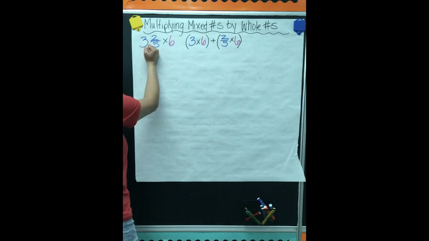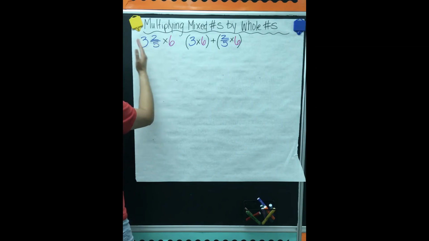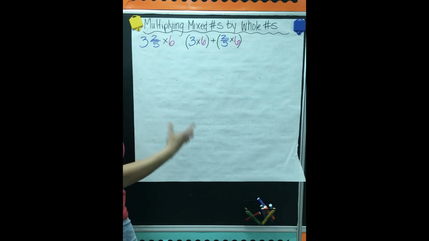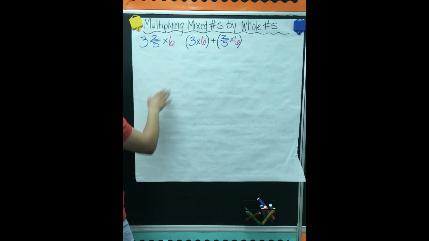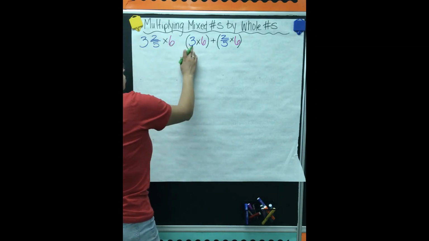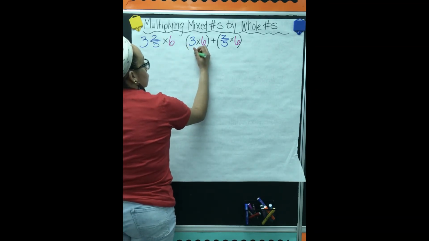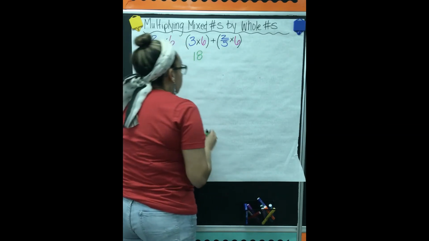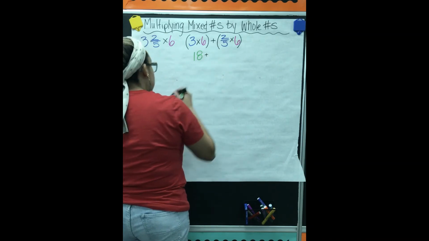We break up our mixed number into whole and parts, or whole and fraction, and then we take each one of those and we multiply it. We're putting it in expanded form, and then we're multiplying the parts together. So we're going to go 3 times 6 is 18. We're gonna add whatever this is.